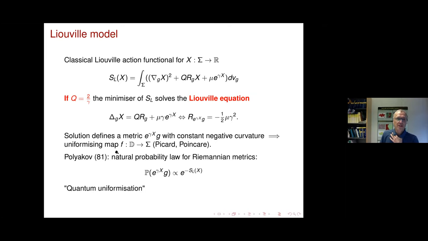This idea was then taken by Polyakov in the early 80s, where he argued that the natural probability law for Riemannian metrics on the surface, instead of taking the extremizers of this action, you should weight them by this Gibbs factor. And this idea was called quantum uniformization by Takhtajan and Zograf later.